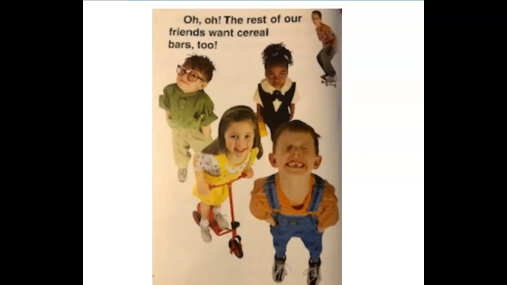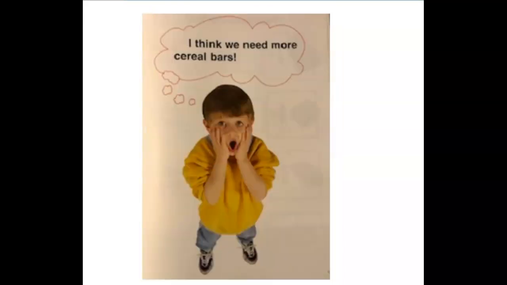Oh no, the rest of our friends want cereal bars too. What do you guys think about that? Is that possible? I think we need more cereal bars. I think they'll have to come up with a different snack, right? That would be too many kids. So let's review this.